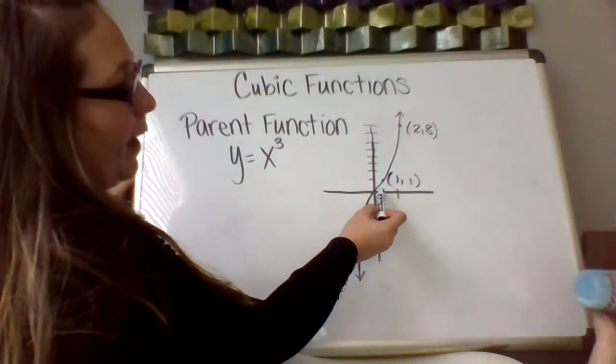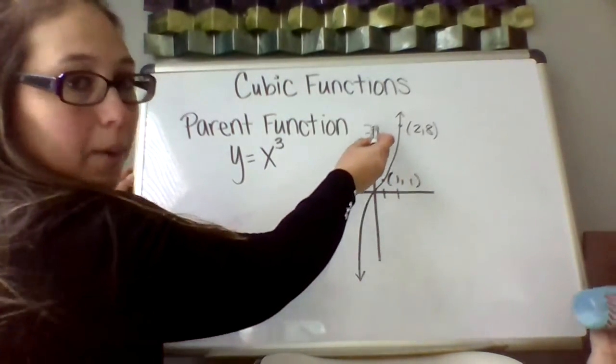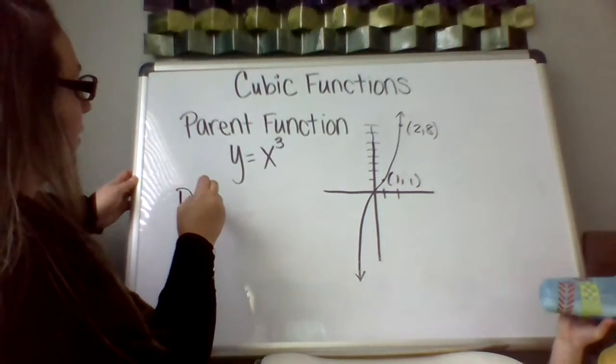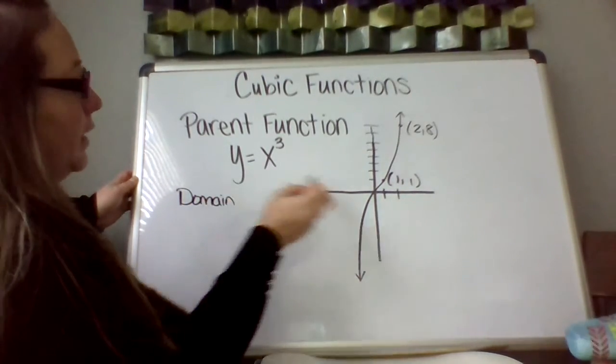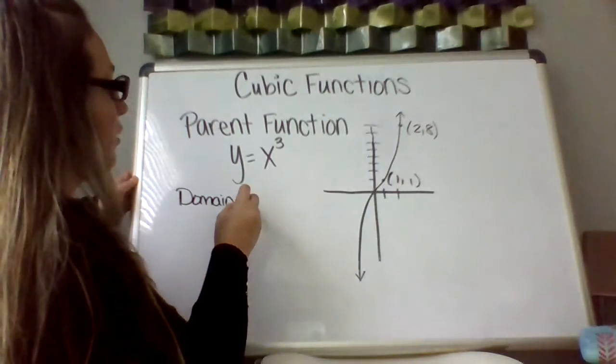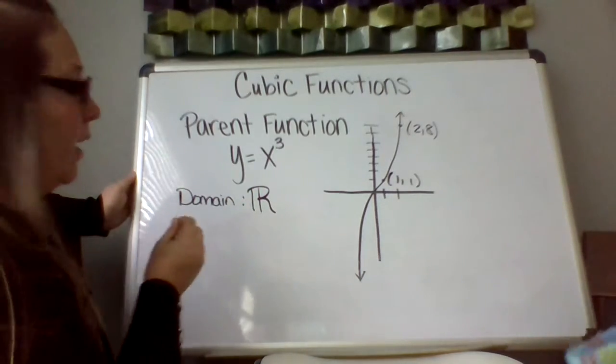So as I put an x value in, right, if it's positive, I'm going to get a positive number coming out. So my domain then is going to keep going. I can have negatives keep going, and I can have positives that keep going. So my domain here is all real numbers. And remember, we've got the fancy R to do that.